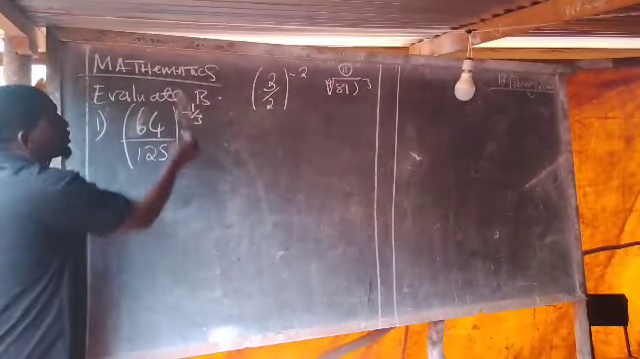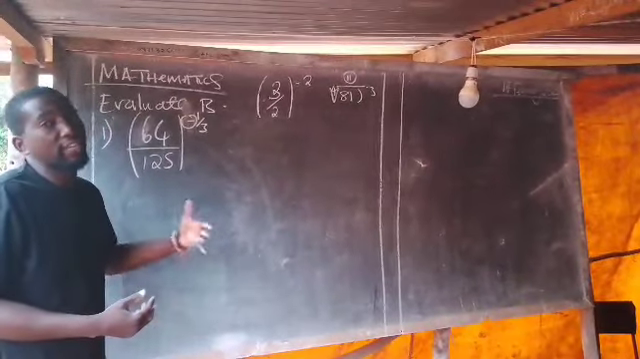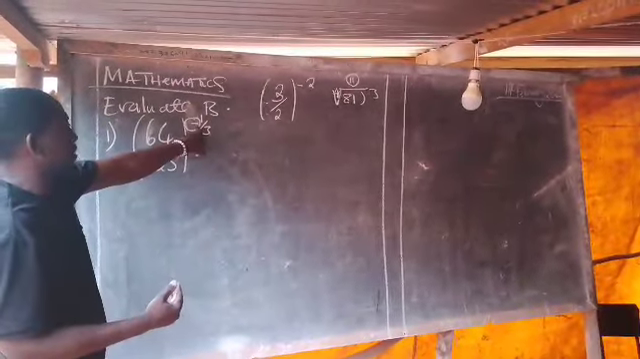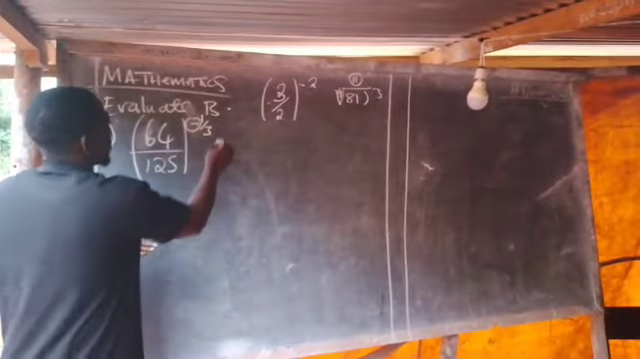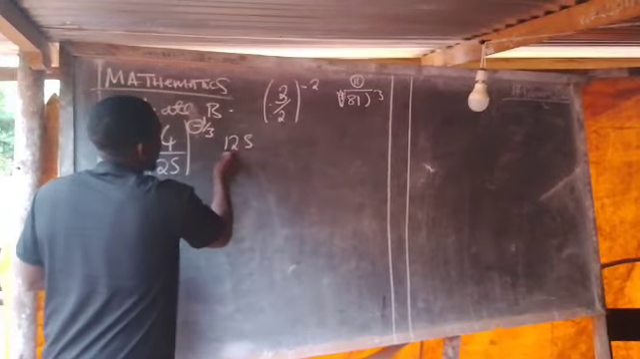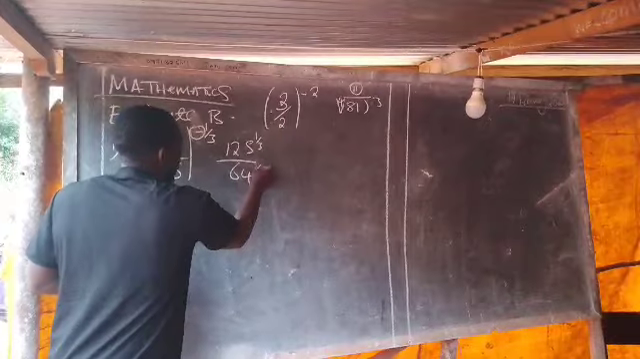So the first thing to do is to get rid of this negative. So the question is, how do you get rid of the negative? We get rid of the negative simply by reciprocating what is in the brackets. That simply means this one is going to be 125/64, to the power 1/3.